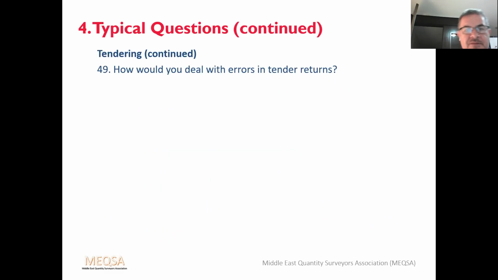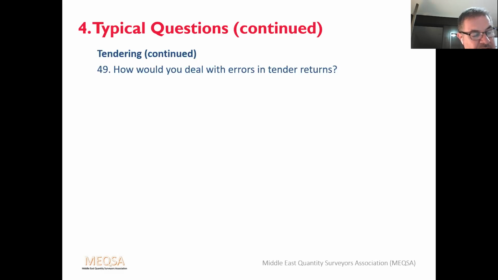Just a few more questions, then we're finished. How would you deal with errors in tender returns? Well, it depends on which alternative has been chosen on the instructions to tenderers. Alternative one could be that the QS should amend computing errors, which should arrive at a new tender sum. They should inform the contractor, who can then choose to confirm or withdraw their tender.